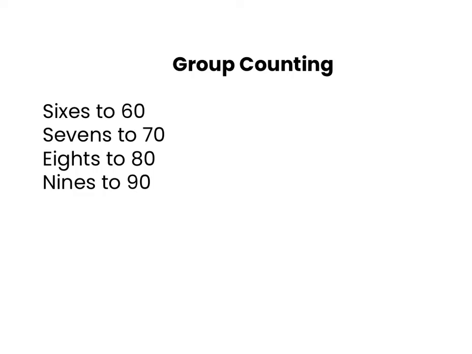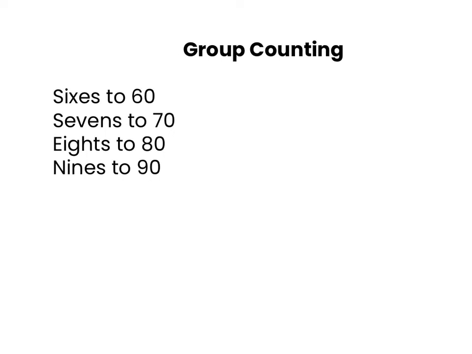Let's start here with our 6s to 60. And we will count up and then count down just like we always do. All right, starting at 6. 6, 12, 18, 24, 30, 36, 42, 48, 54, 60. And back down from 60, 60, 54, 48, 42, 36, 30, 24, 18, 12, 6.